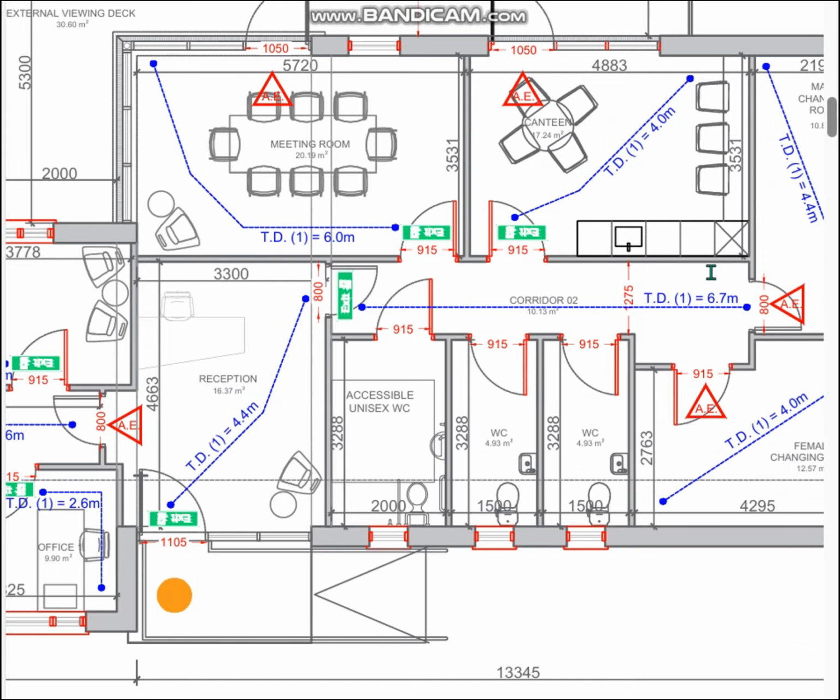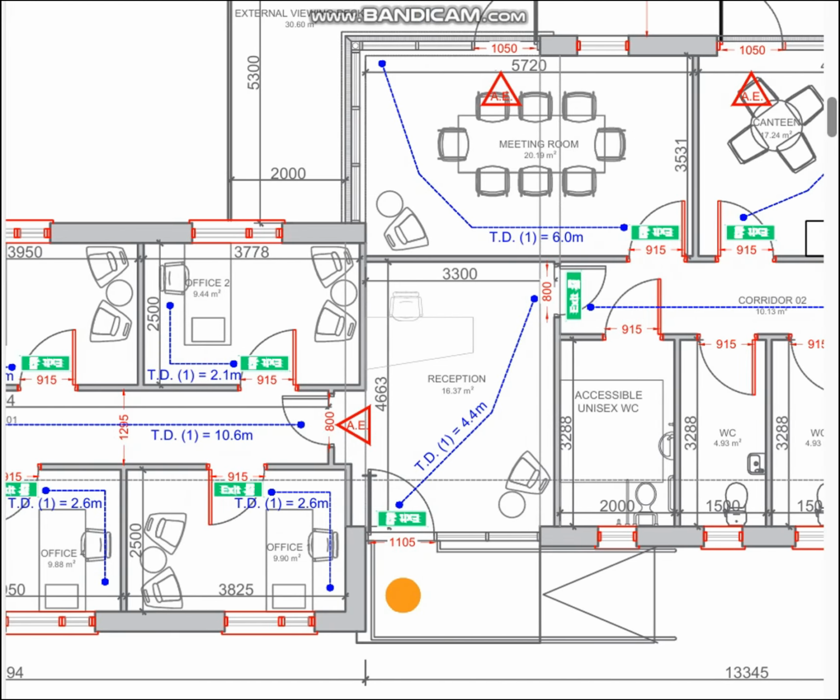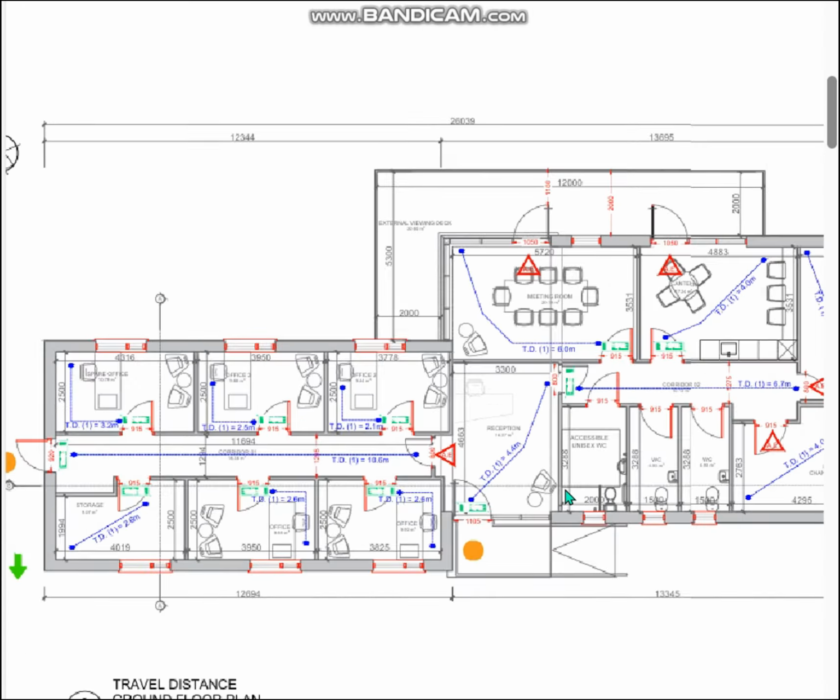You can see the travel distances are all highlighted in blue dashed line, and each travel distance is given its dimension from the furthest point of the room to the nearest exit. Also indicated are all door widths, i.e. clear door opening widths, and these are in accordance with code and regulations for minimum escape routes. AE indicated on the drawing means an alternative exit if the primary exit is compromised, i.e. if there is a fire in that location.